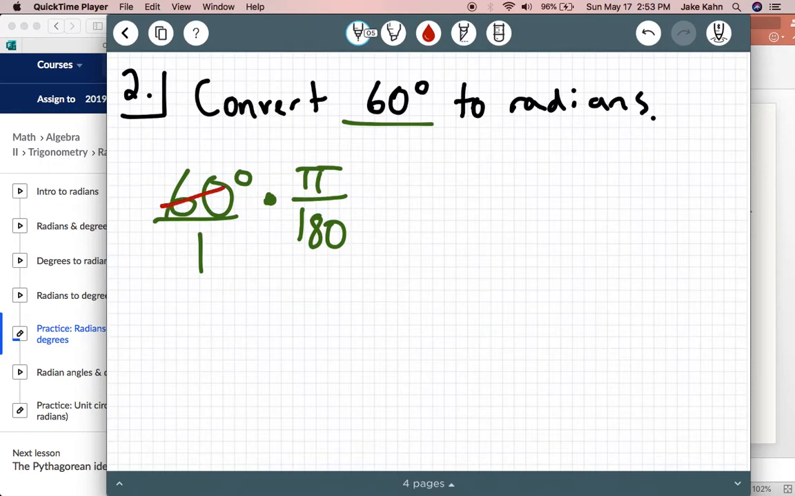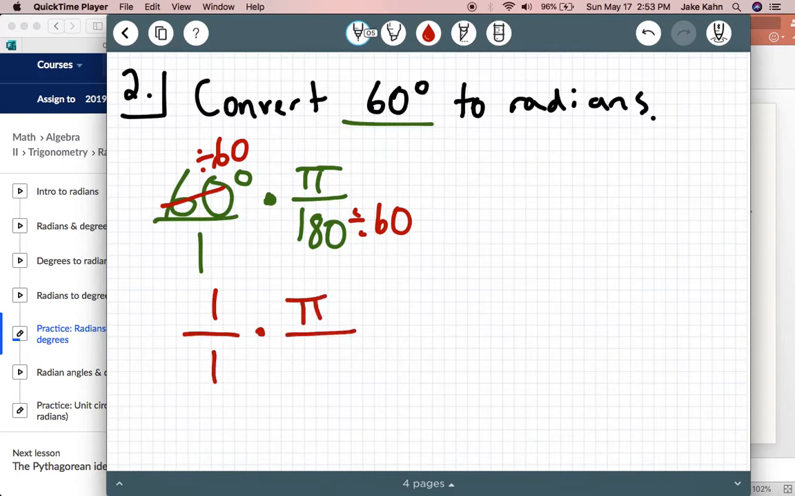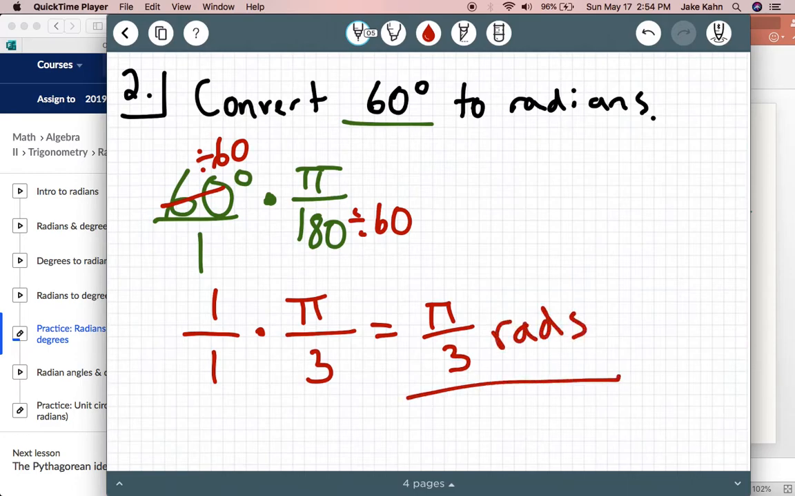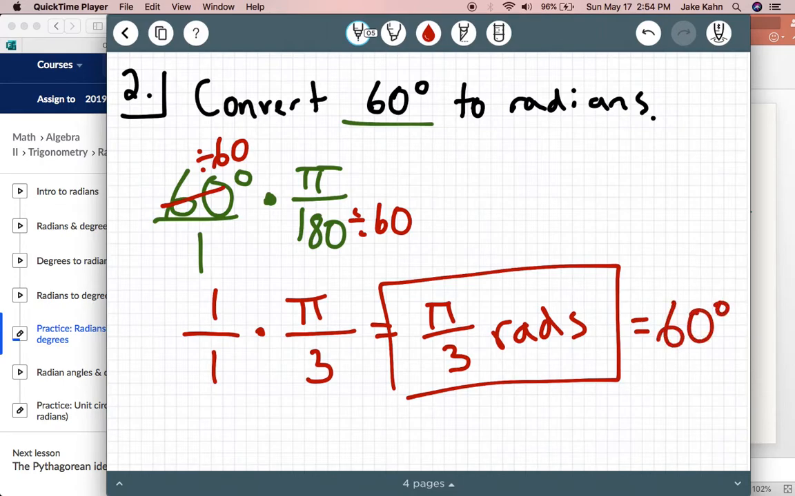60 I know is divisible by 60. And I know 180, you can divide it by 60 as well. 60 divided by 60 is 1. 180 divided by 60 is 3. So now we have 1 times pi over 3, which is just pi over 3. Pi over 3 radians is the same thing as 60 degrees. So pi over 3 is our final answer.